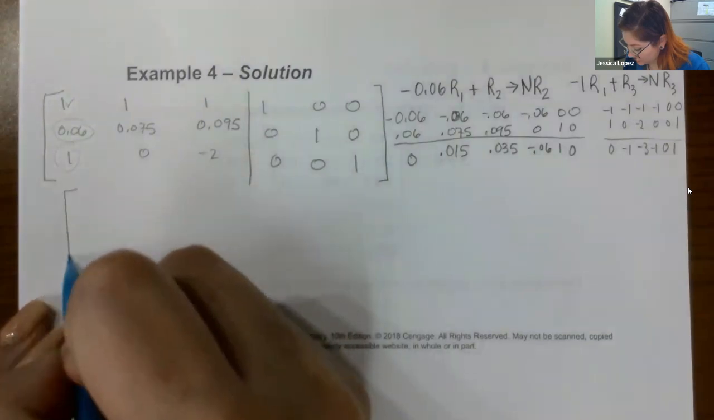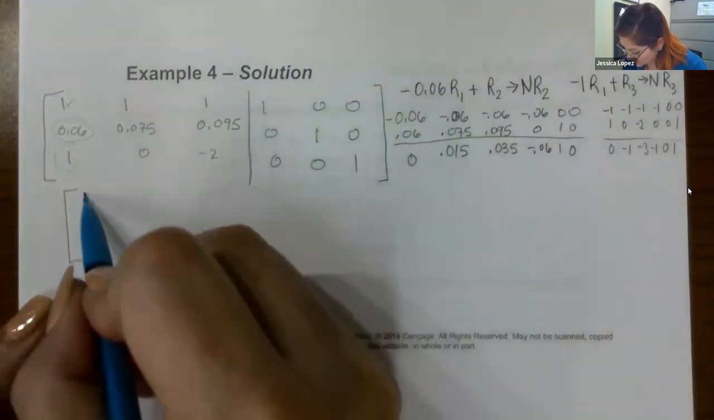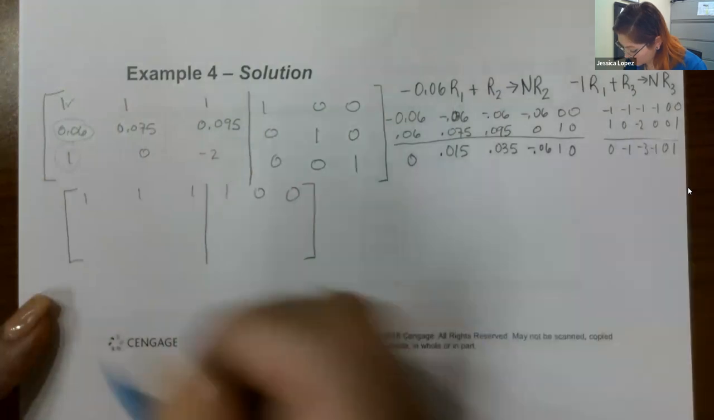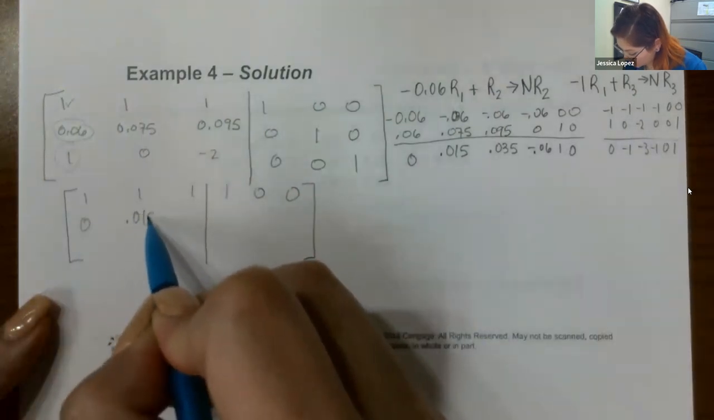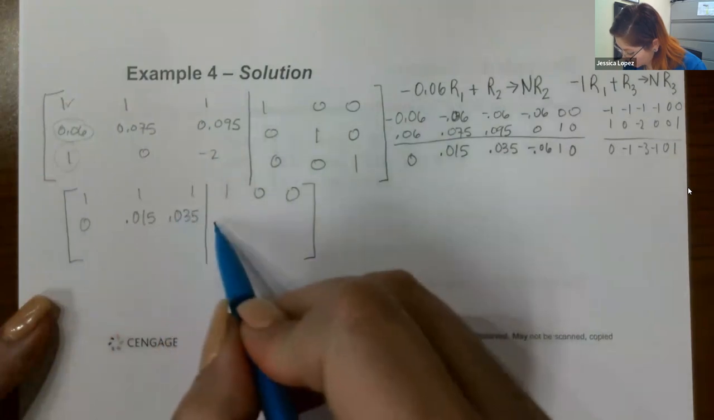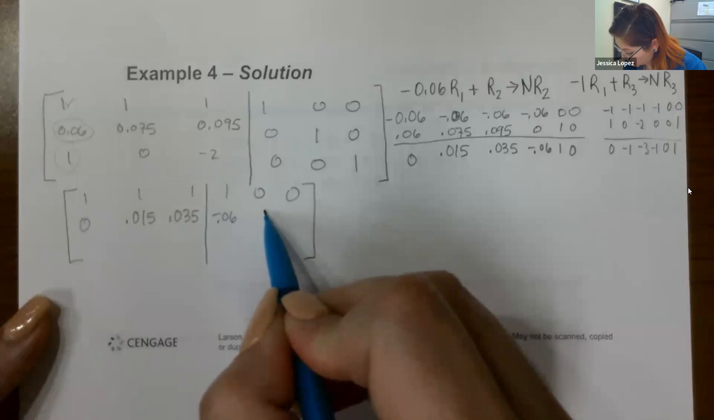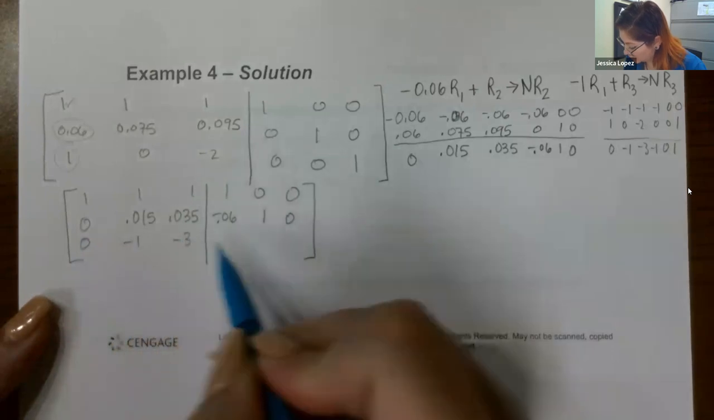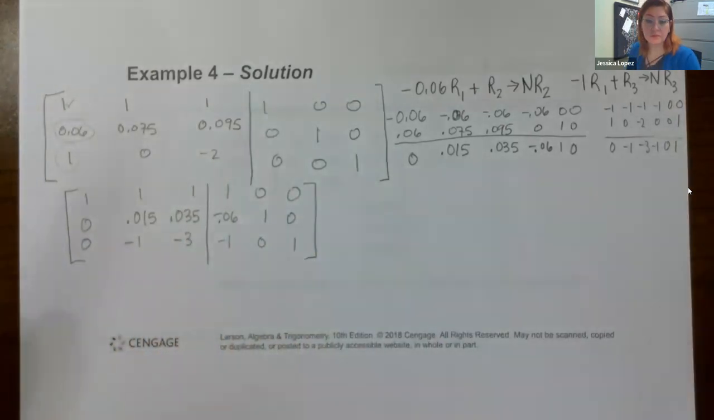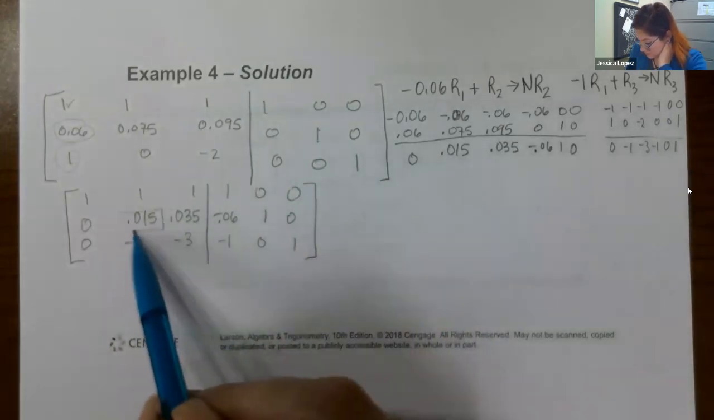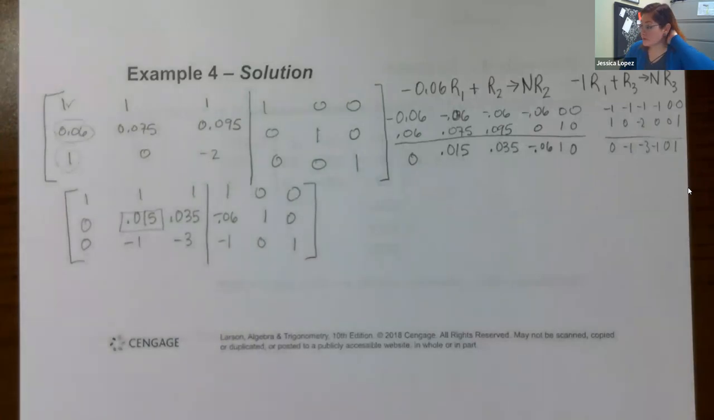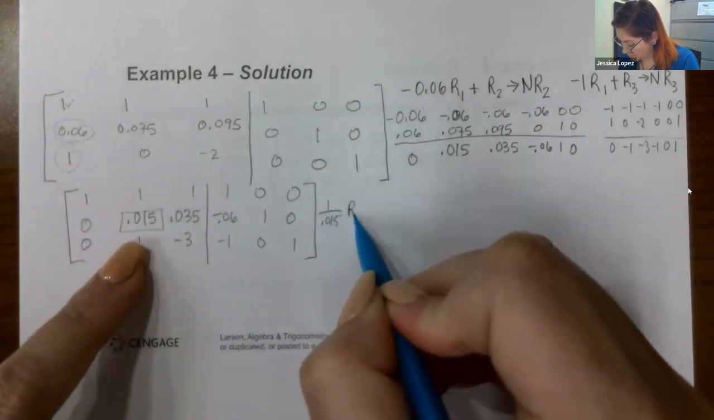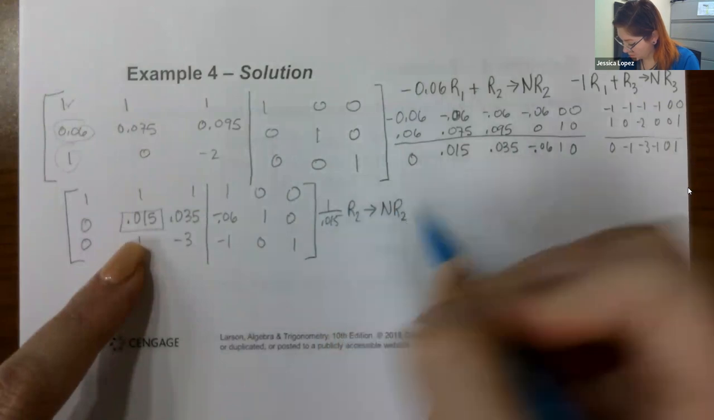So let's find our new matrix. Row 1 is going to stay the same. Row 2 is going to become this. So 0.015, 0.035, negative 0.06, 1, and 0. And then row 3 is going to become this. 0, negative 1, negative 3, negative 1, 0, and 1. So the goal next is to turn this term into a 1 because I need that diagonal to be all 1s. So then what I'm going to do is I'm going to do 1 over this number times that row. And that will give me my new second row.